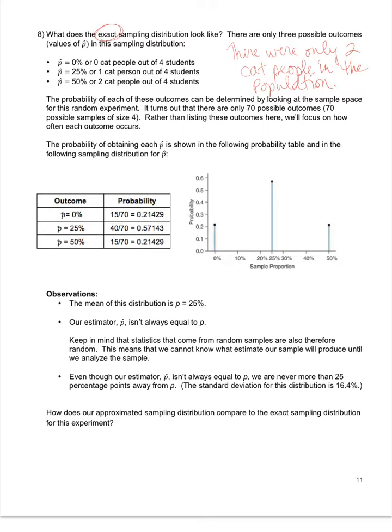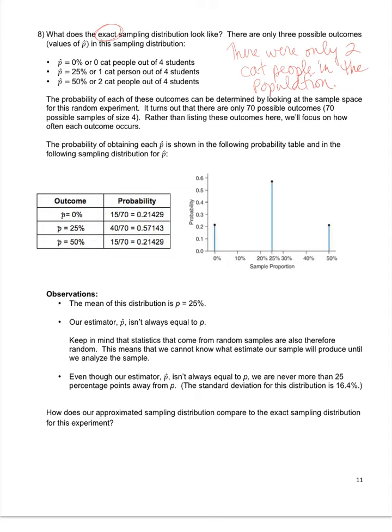All right, so the probability of each of these outcomes can be determined by looking at the sample space for this random experiment. Turns out that there are only 70 possible outcomes, or 70 possible samples of size 4, and we're not going to list them right now. In fact, rather than listing these outcomes here, we're just going to focus on how often each outcome occurs. All right, so the probability of obtaining each p hat is shown in the following probability table and in the following sampling distribution for p hat.